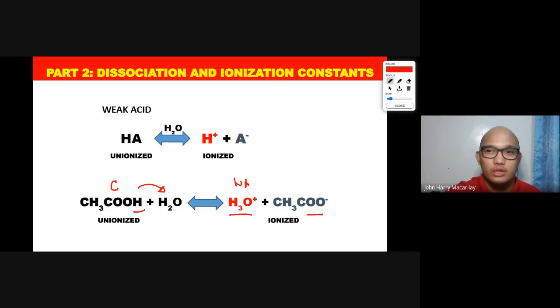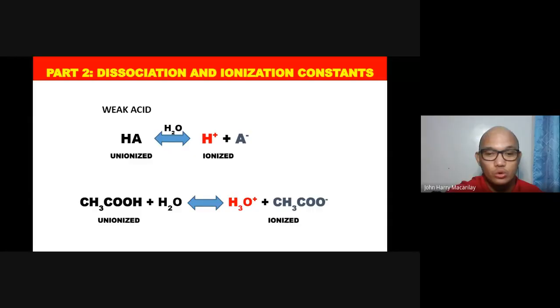So those are the differences between your strong acid and strong base, together with your weak acid and weak base. Their ionization, or dissociation, for strong acids and strong bases, they ionize completely. For weak acid and weak base, partial dissociation or ionization only, right?